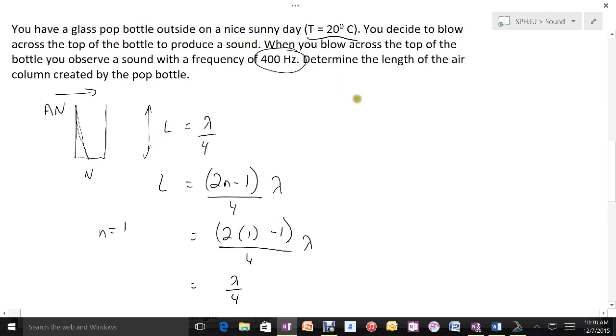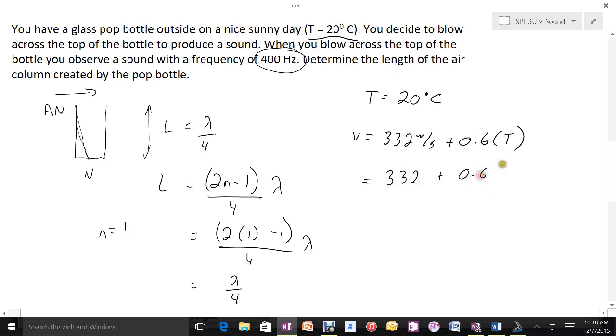So first of all, the speed, given that the temperature is 20 degrees Celsius. The speed of sound is equal to 332 meters per second plus 0.6 times the temperature. So for 20 degrees, I get 344 meters per second.